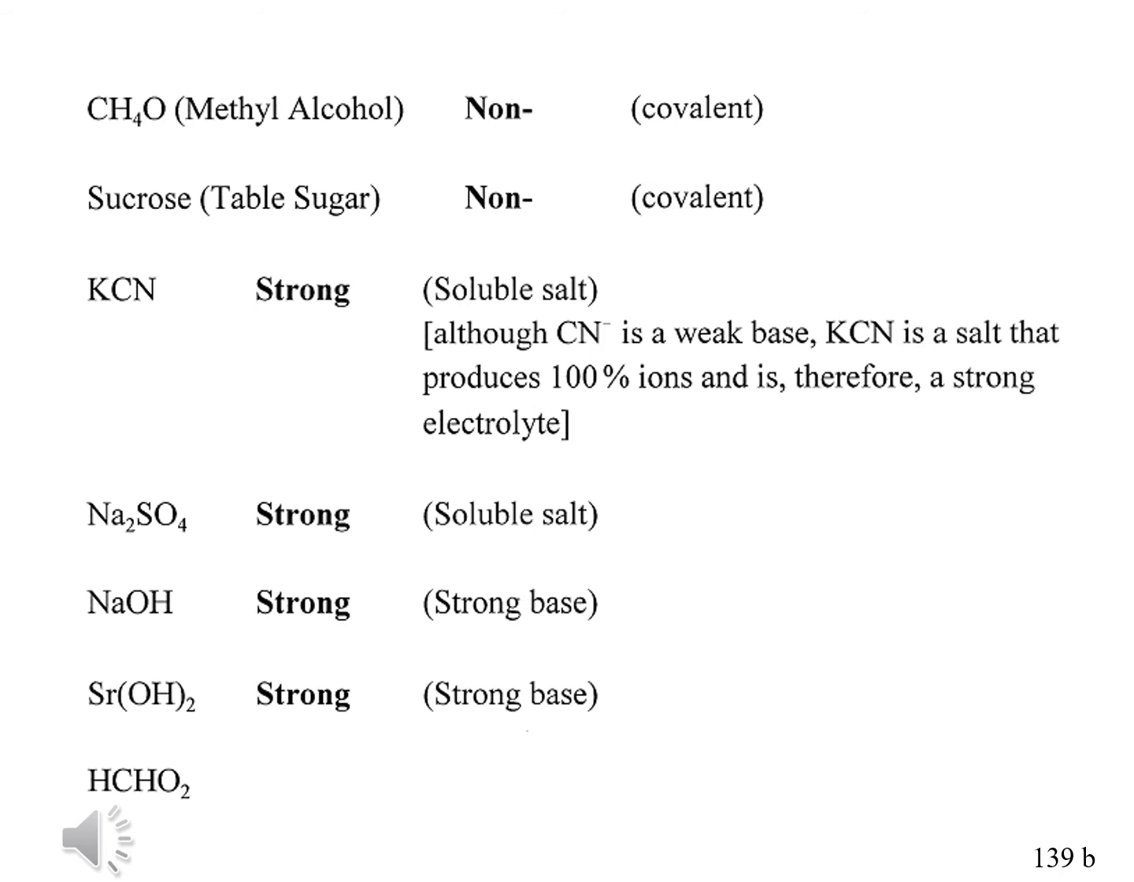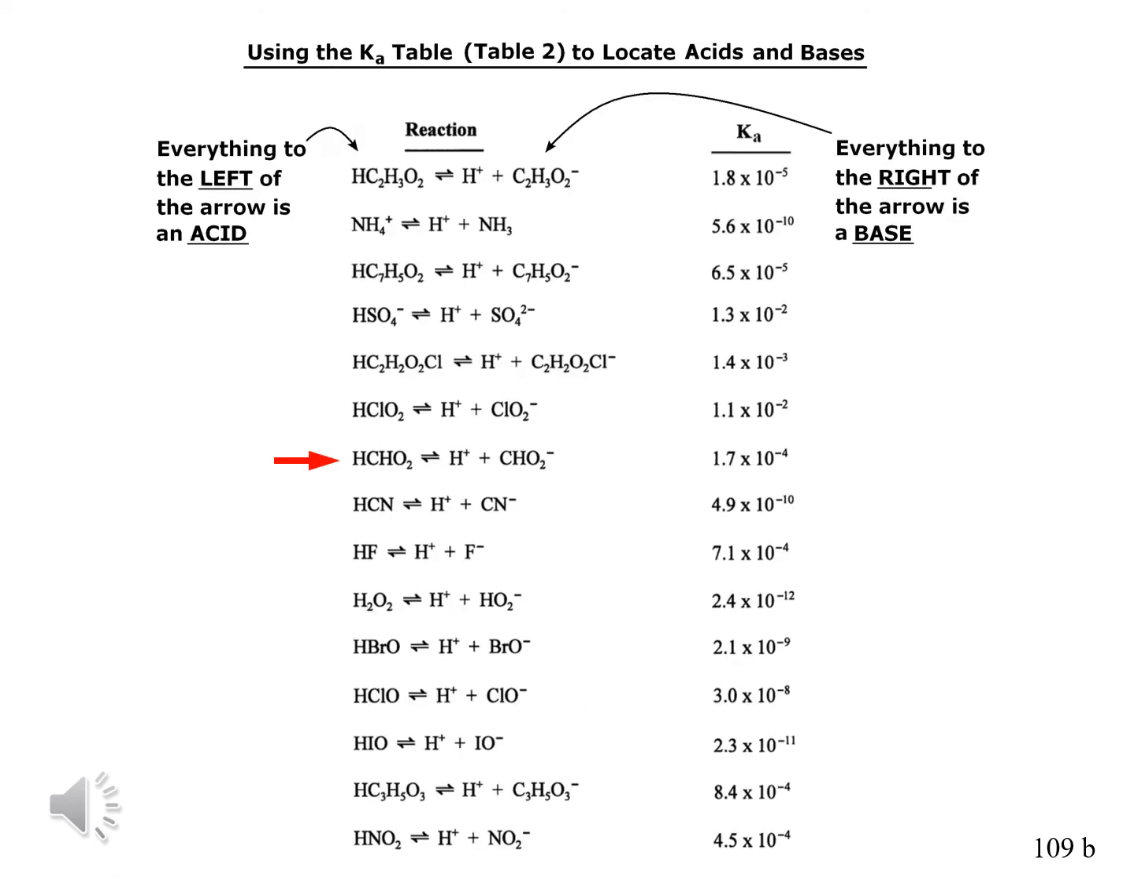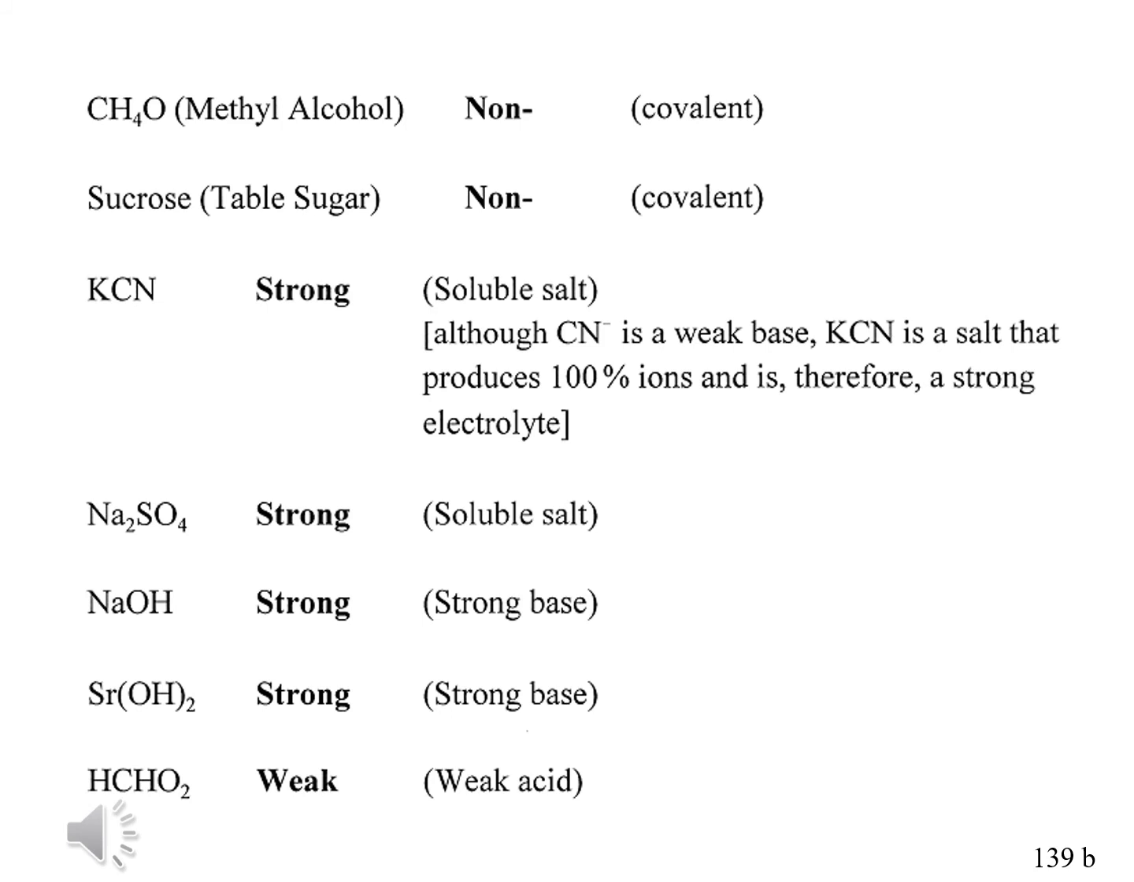The last one on the page is formic acid, and you might not be familiar with it right away, but we're going to use it in buffers, and it is a weak acid because you can find it in your table. So since it's a weak acid, it's also a weak electrolyte. That's what I wanted to cover about salts and electrolytes.